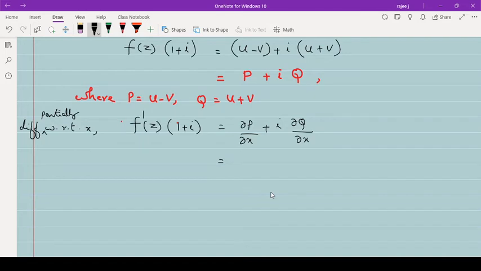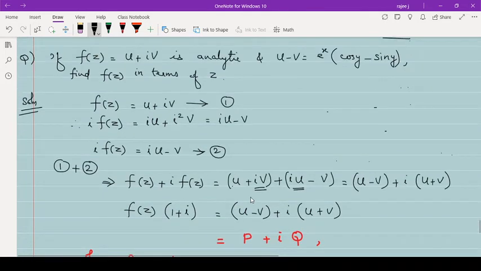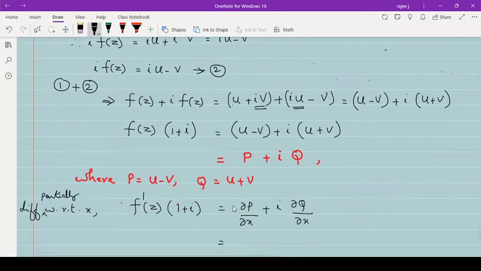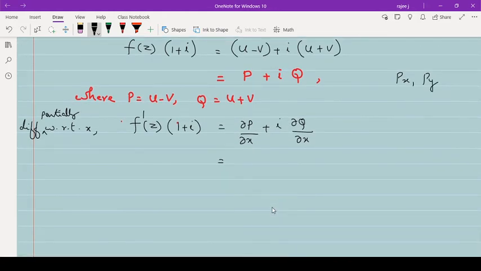Now look at the question, what is given here? You have been given u minus v. So p is given. Okay, u minus v is given means p is given. So if p is given, you can find only px and py, right? So you don't have qx there. So what we do here is, since it is analytic, we have px equal to qy and py is equal to minus qx, like ux equal to vy, uy equal to minus vx, same way by CR equations.